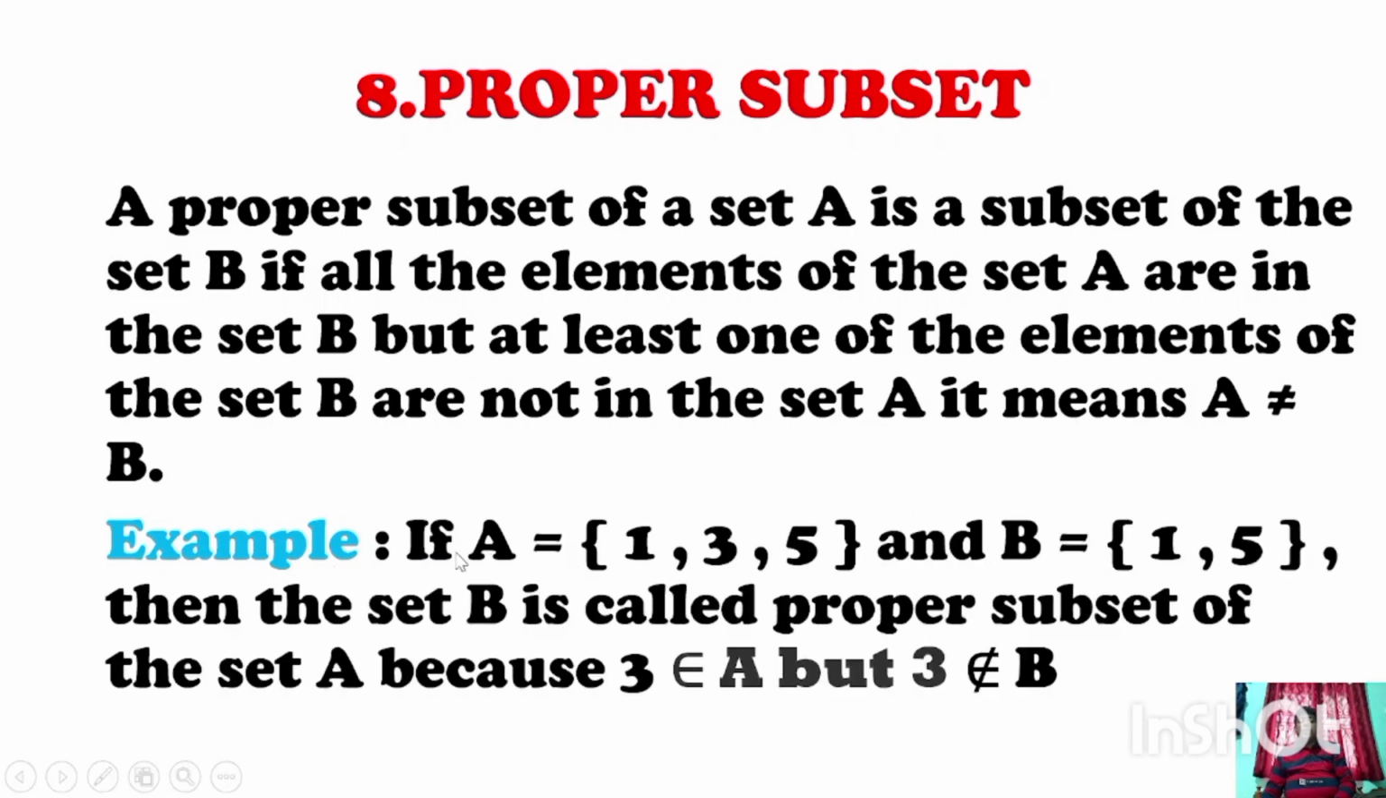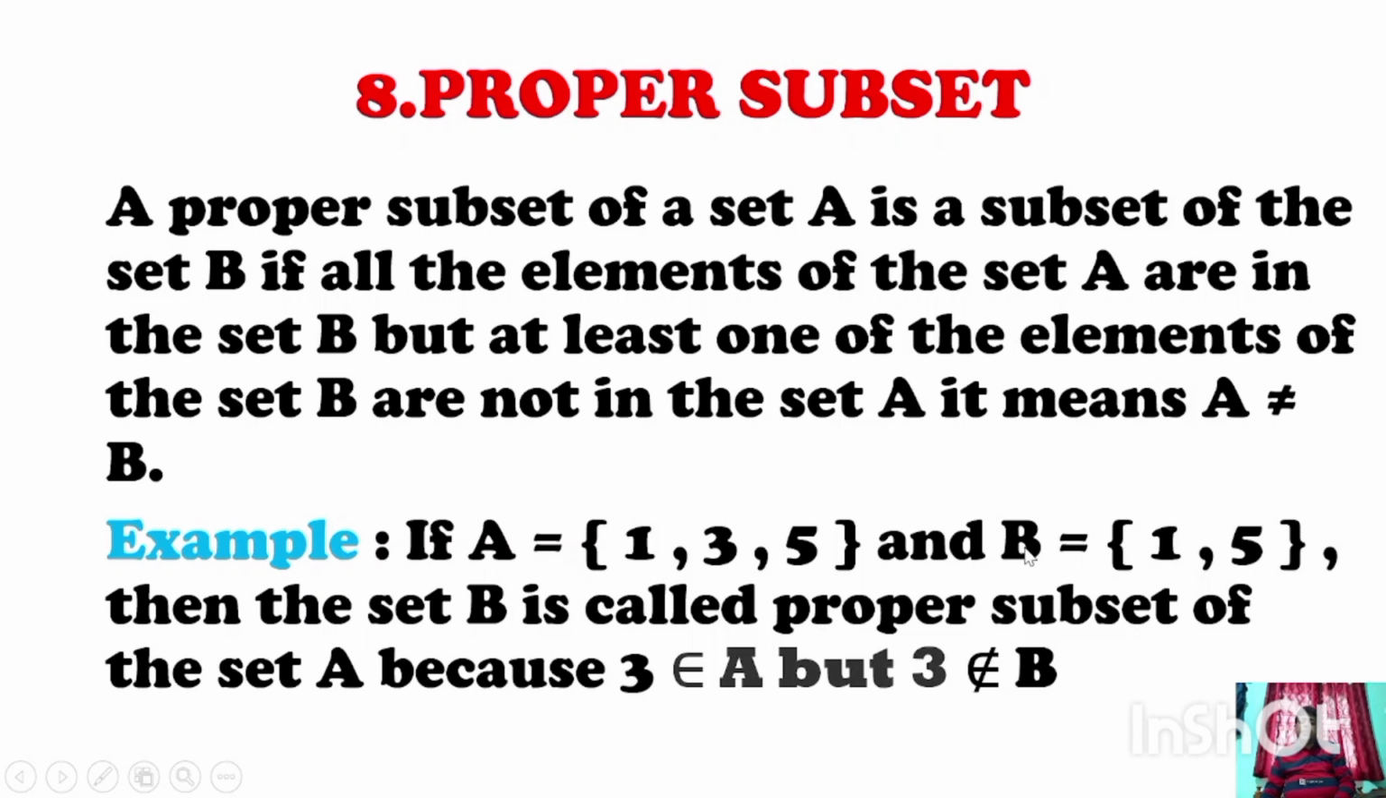Suppose, for example, A is equal to {1, 3, 5} and the set B contains 1, 5. What are you looking at here? B is a subset of A, with all the elements of B in A, and A is the superset of B. Because why? The element 3 is not in the set B. That's why B is the proper subset of A. A proper subset is also a subset. We can also say B is a subset of A.